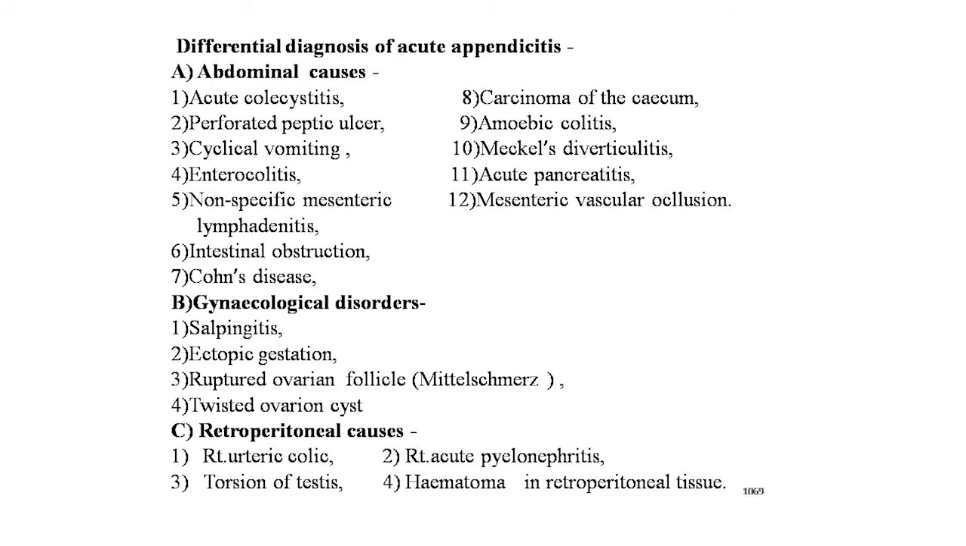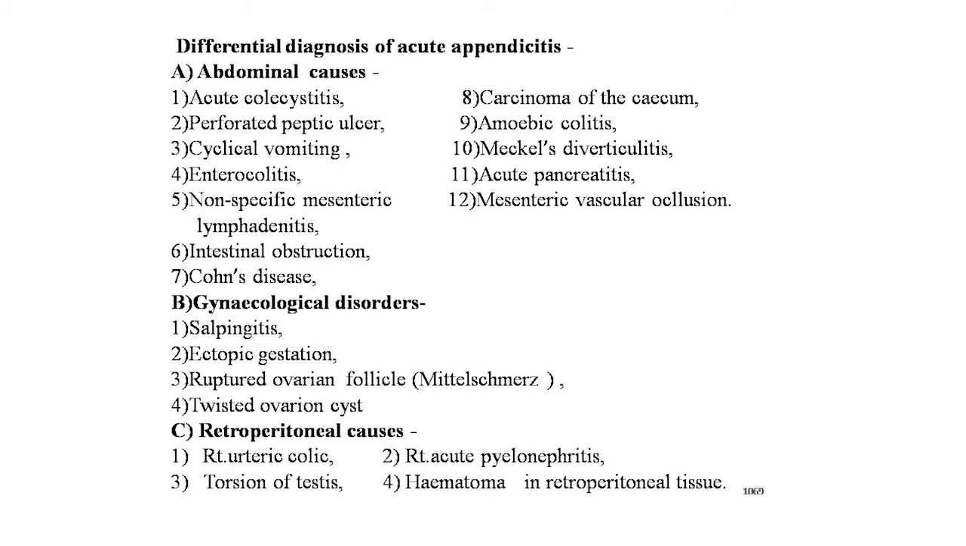Differential diagnosis of acute appendicitis. Acute appendicitis will be differentiated from abdominal causes like acute cholecystitis, perforated peptic ulcer, cyclical vomiting, enterocolitis, non-specific mesenteric lymphadenitis, intestinal obstruction, Crohn's disease, carcinoma of the cecum, amoebic colitis, Meckel's diverticulitis, acute pancreatitis, and mesenteric vascular occlusion.